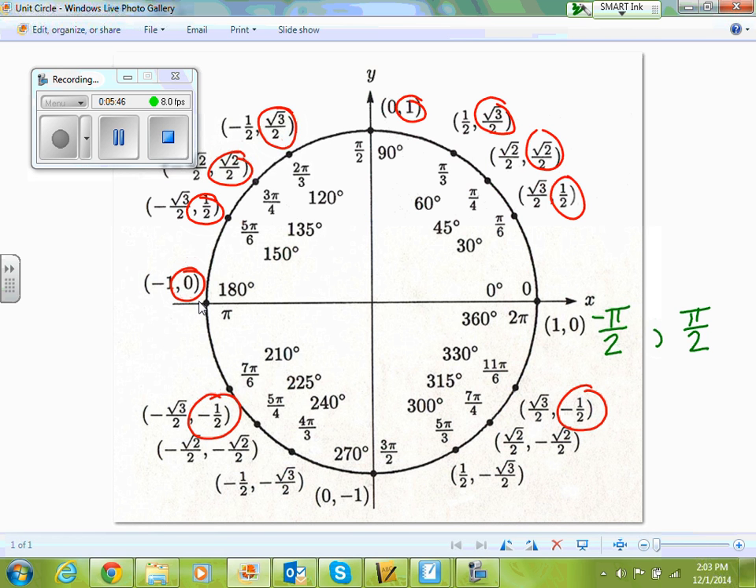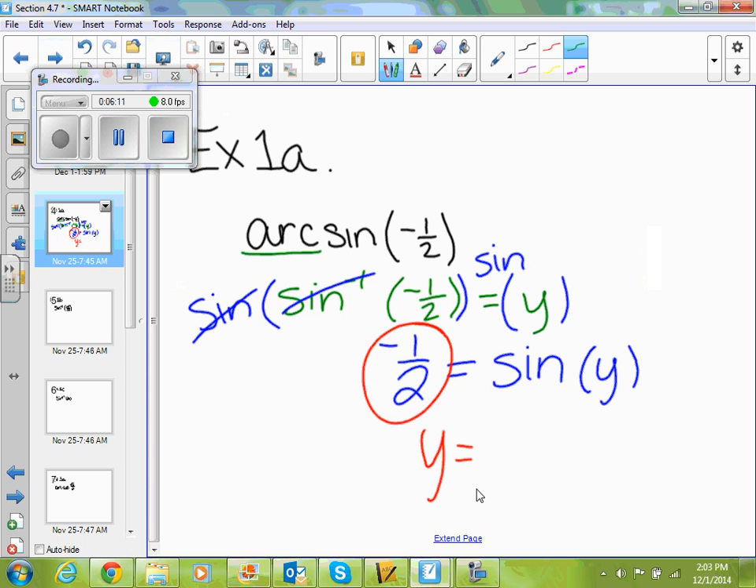So if I look at negative pi over 2 to pi over 2, that's this part right here. So I can only be on this part of my unit circle for sine. So if I'm only on that part of my unit circle, then the only value that works is 11 pi over 6. So then I know that y is equal to 11 pi over 6, because remember, sine always refers to your y value.